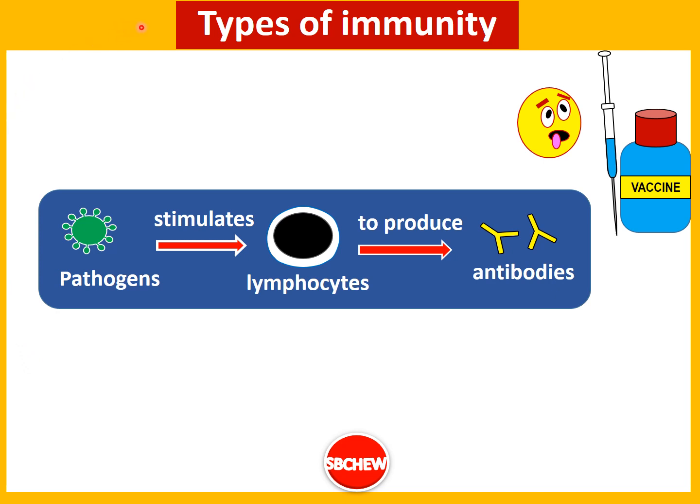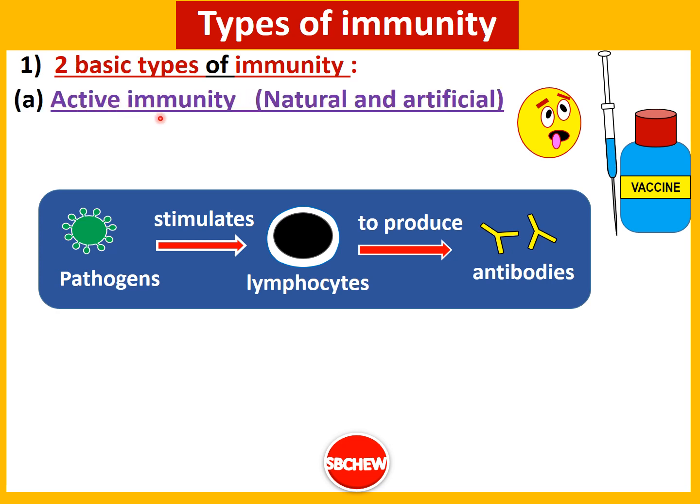What are the different types of immunity? There are basically two types of immunity: A, active immunity, and B, passive immunity. Now, active immunity is divided into two types: natural active immunity and artificial active immunity.